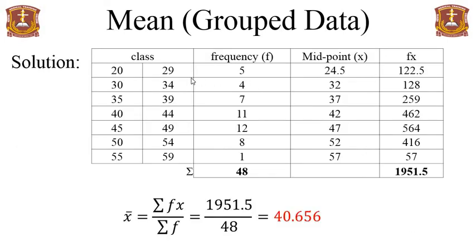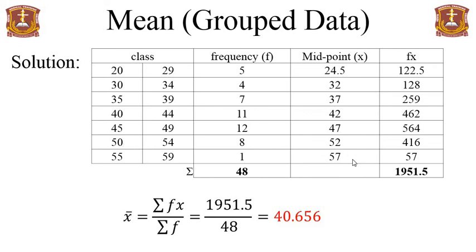We will introduce another column for midpoint, that is x. How do we get the midpoint? Midpoint is obtained by summing this and this, 20 and 29, to get 49, then dividing by 2. That will give us 24.5. That's how to obtain the midpoint, and that applies to all these other classes.